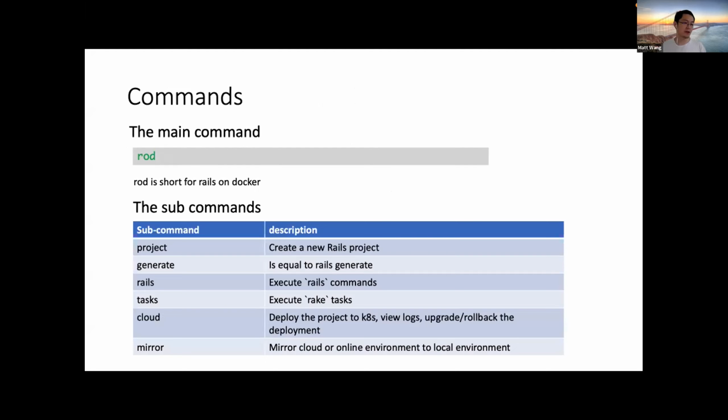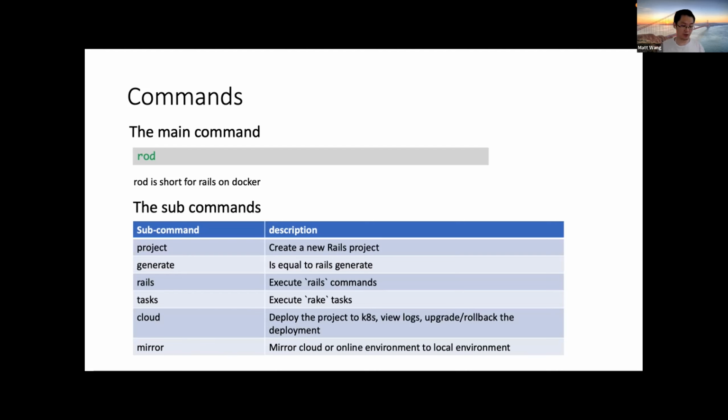Okay, let's see the main things. So the commands. There's just one command, rux, and it has several subcommands like project. This is the one to create a new Rails project, and generate is just a shortcut for Rails generate, and rails is just for Rails, because sometimes we will run some commands, not that frequently, but sometimes we need to use rails just to run some commands. Then we just use rails, and tasks is for the rake tasks, and then cloud and mirror. The cloud does the main job for deployment.